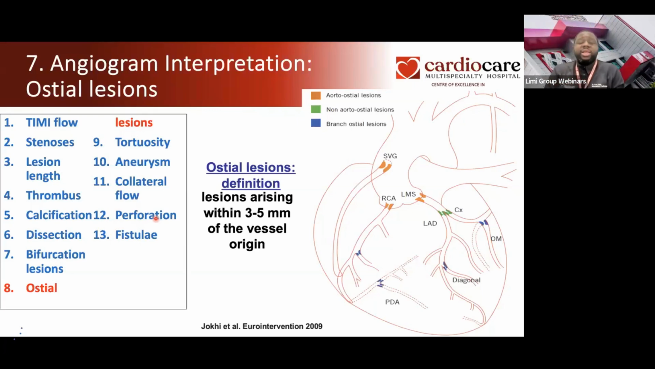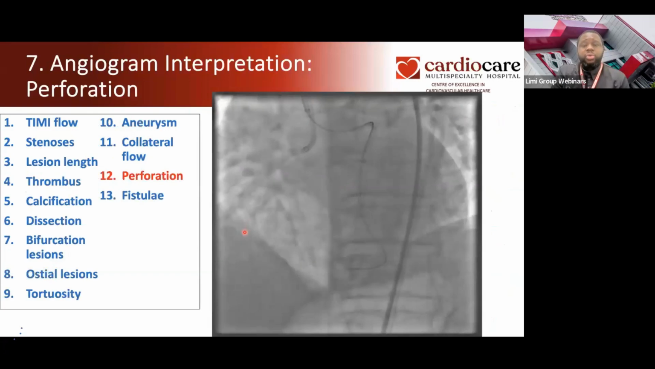So any lesion that occurs between 3 to 5 millimeters of the origin vessel is called an ostial lesion. I did a very nice case, I hope I have it here, of a right coronary artery ostial lesion, just at the mouth. That was where the lesion was. So there are specific skills and techniques that you use to treat an ostial lesion. It's a lesion from the aorta into the ostium of the RCA. But any lesion that occurs within 3 to 5 mm of the origin vessel is called an ostial lesion, and it's very important to note. Okay.